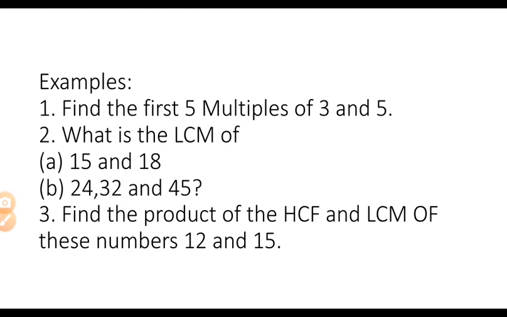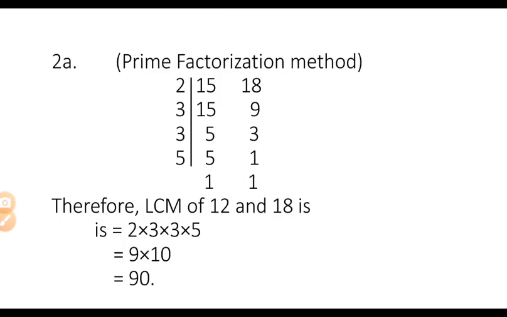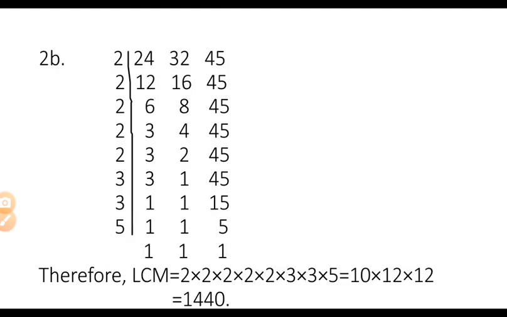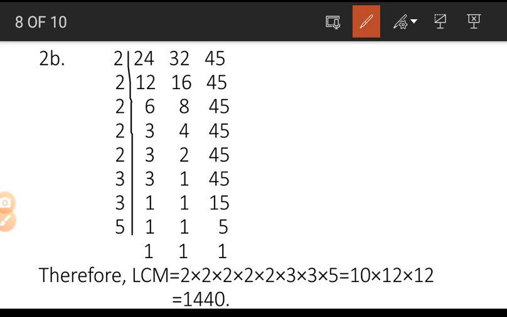Alright, now let's look at the next question. 2b, to find the LCM of 24, 32, and 45. So that becomes question 2b. Now the same prime factorization method or table method. We have our 24, 32, and 45. 24 and 32 can be divided by 2, but 45 cannot. So when we do that, we have 12 and 16, but 45 is brought down because we cannot divide it.